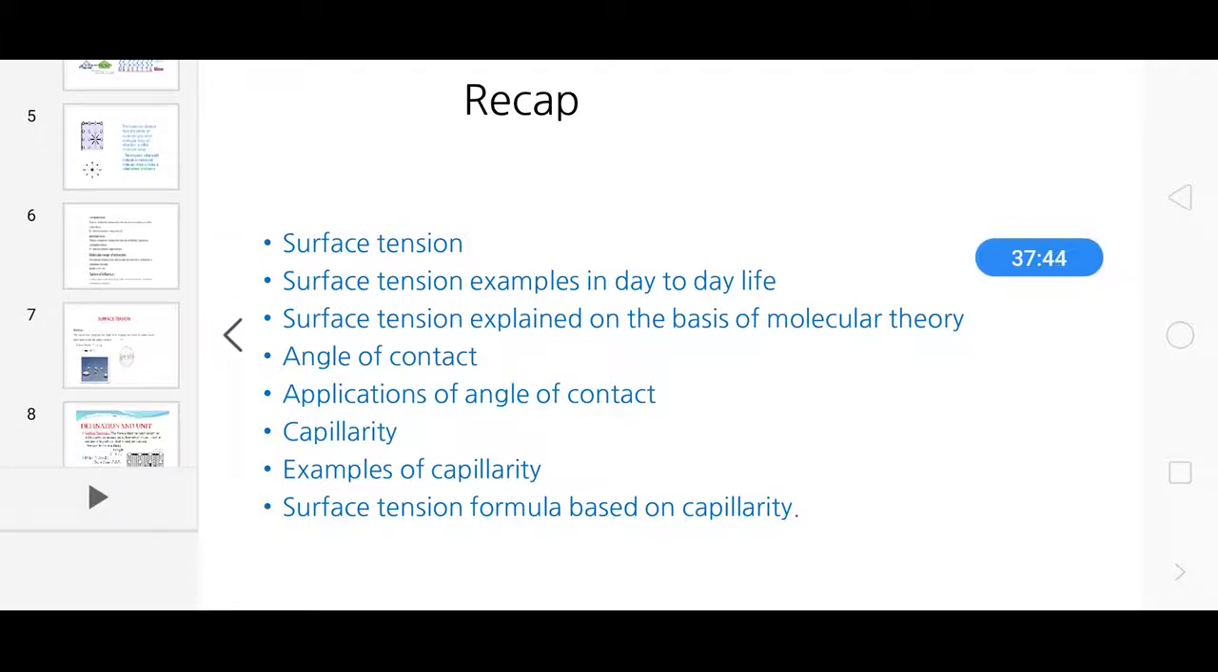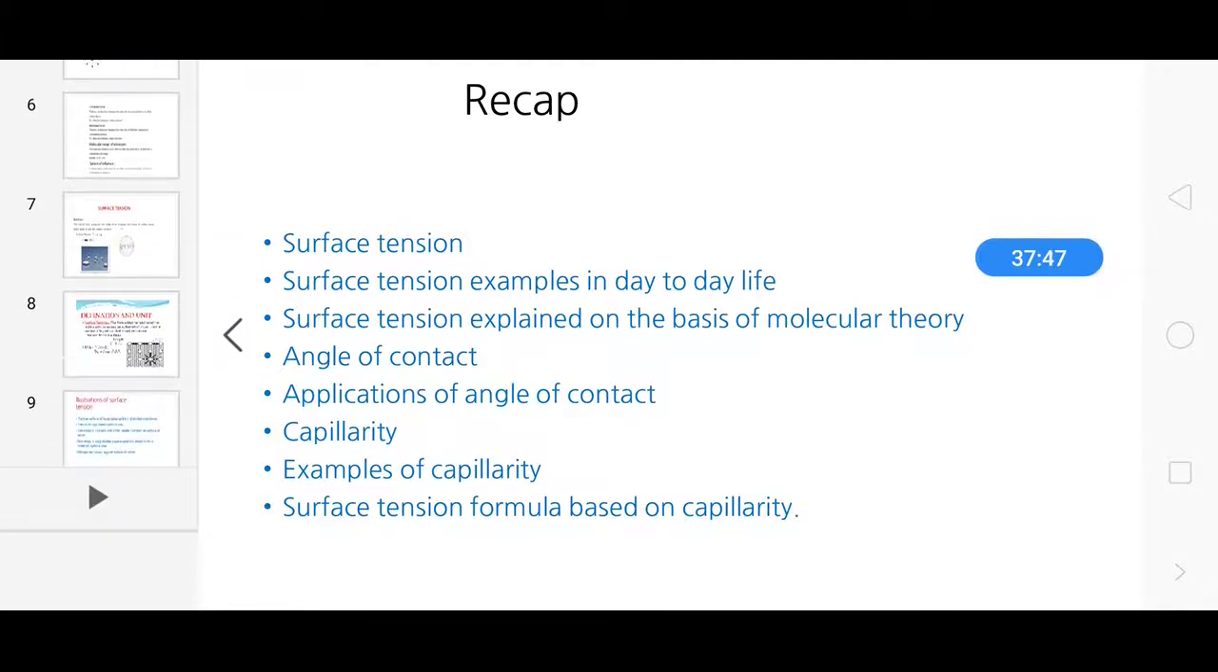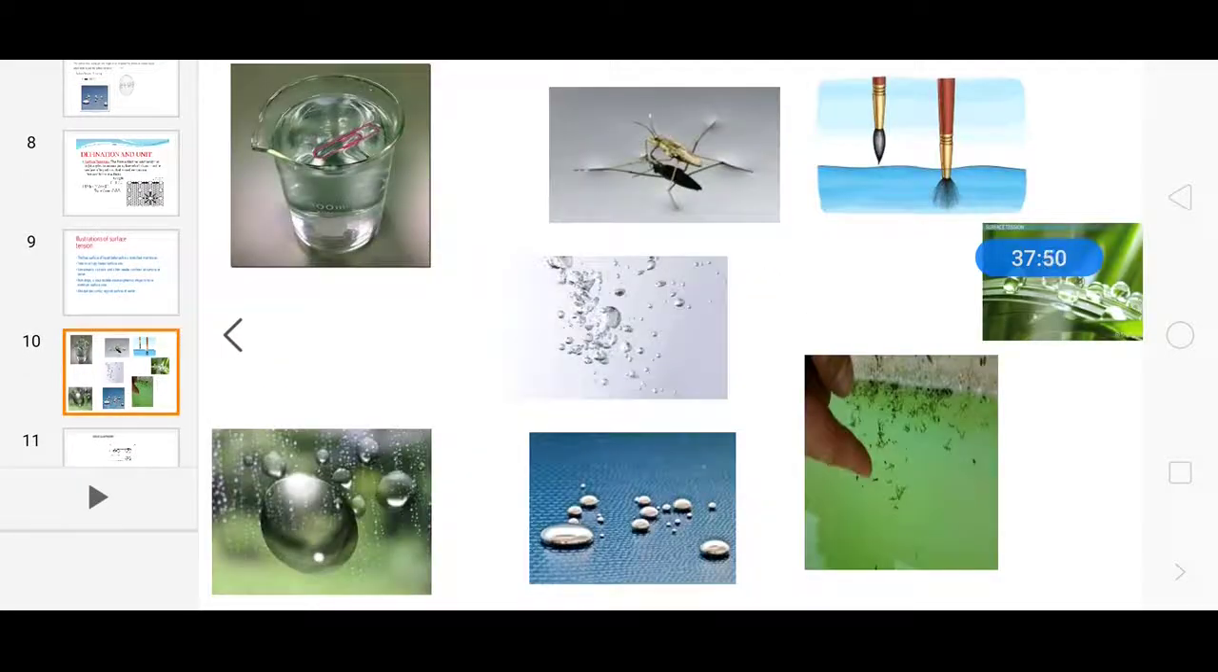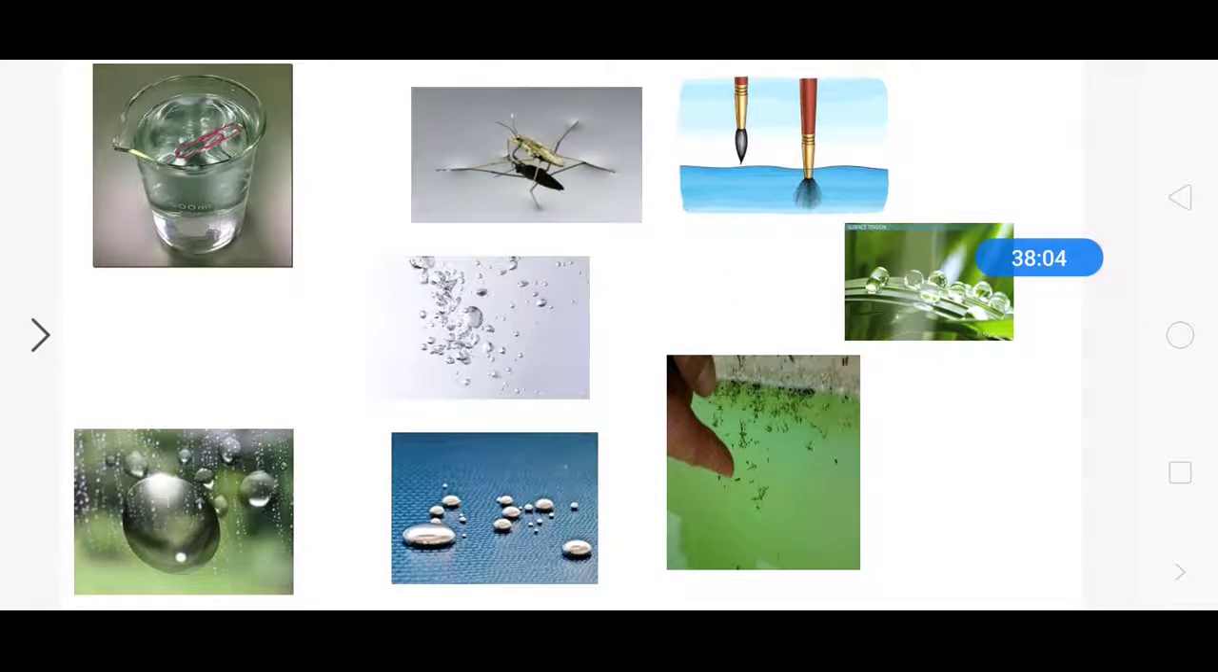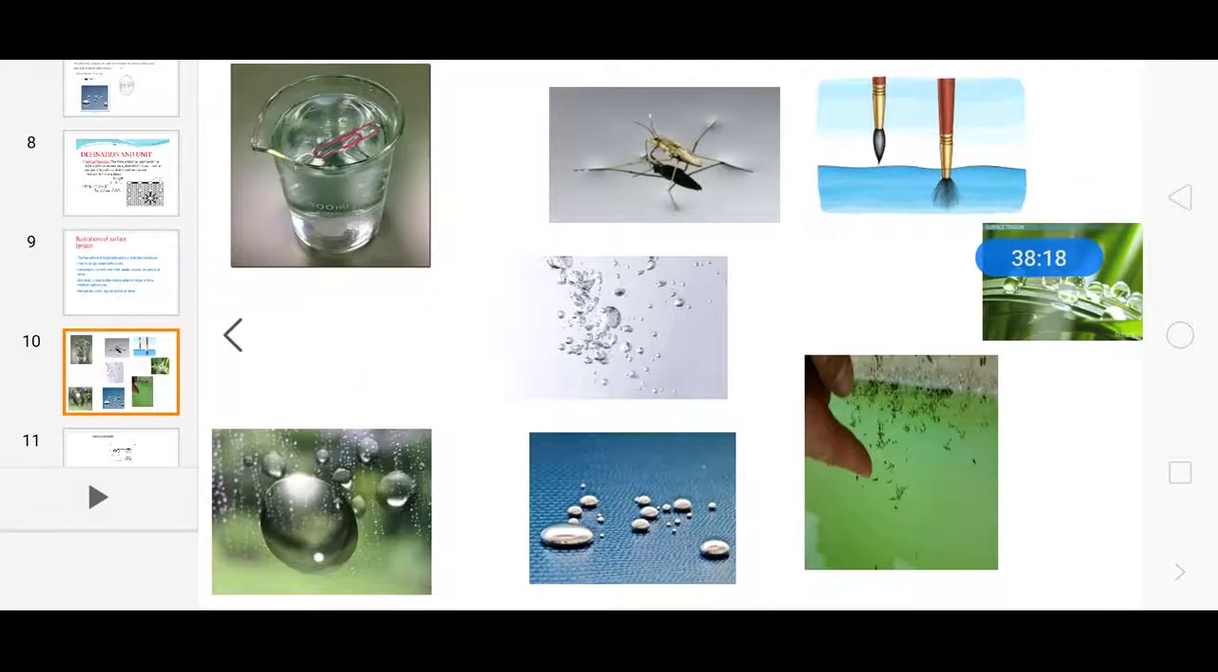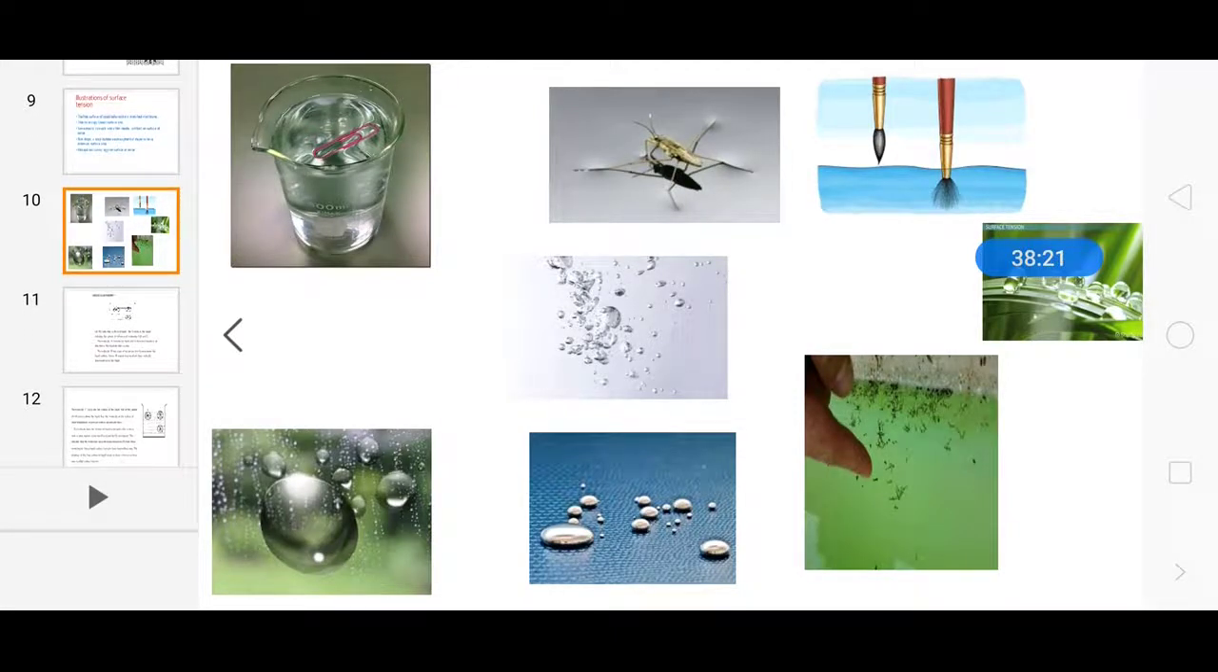And we discussed some examples of surface tension in day-to-day life. Some insects can walk on the surface, because the surface of the liquid acts like a stretched membrane due to surface tension. Some insects can lay eggs also, and a needle can float. Water raindrops are spherical in shape, and water bubbles in the winter season are spherical in shape. Why? Because they try to occupy the lowest surface area, so that's why they are spherical. The sphere has the lowest surface area.